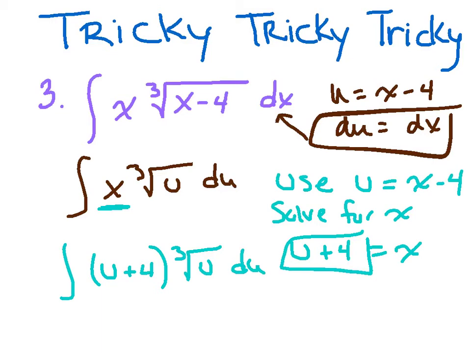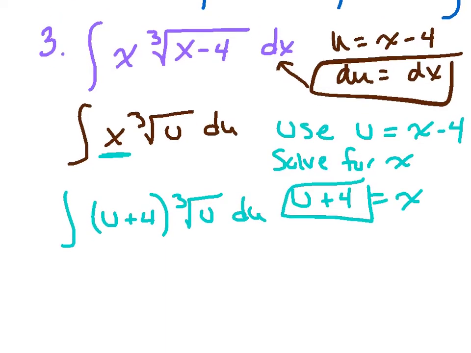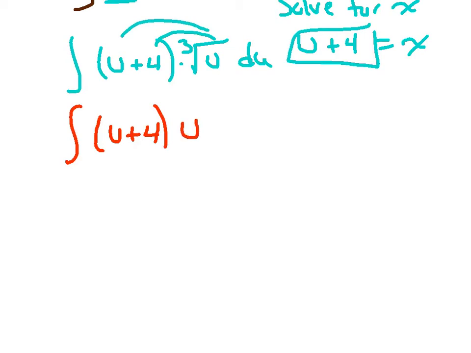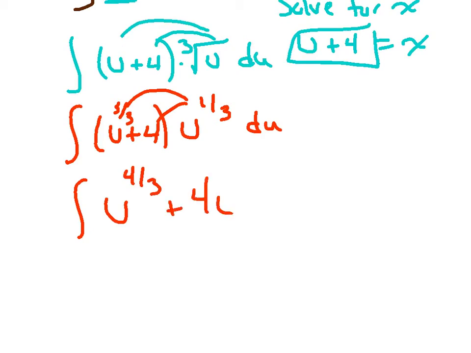So now it looks a little better. I at least have an integral in terms of only one variable. Now, still not perfect. I cannot split this integral up because we're not adding or subtracting. This is obviously u plus 4 times the cubed root of u. But all I can do is distribute this cubed root through my problem. So I'm going to rewrite this as u plus 4, and I'm going to call this u to the 1/3. And when I multiply, make sure we add exponents, so you can really think of this as 3/3, which is 1. So I've got u to the 4/3 plus 4u to the 1/3 du.